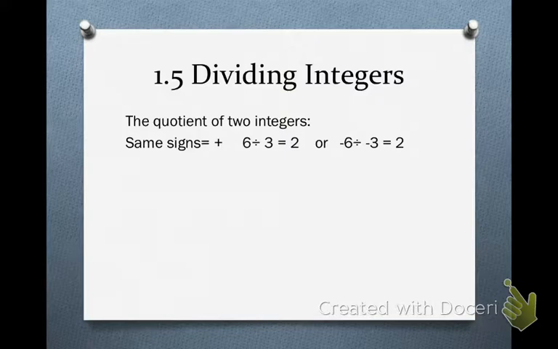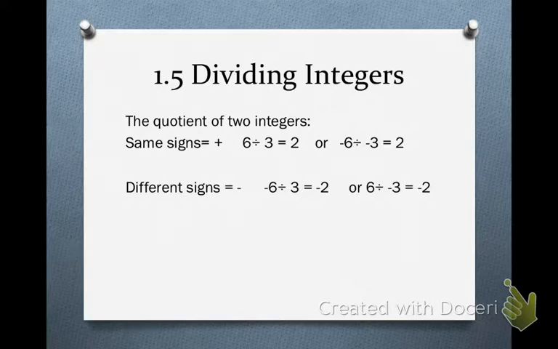So if we have same signs, we have a positive integer as our final answer. And if we have two negative signs, we also have a positive integer as our final answer, just like we did when we did multiplication. This is really the same thing, but now using it for division. So remember, if your signs are different, your final integer will be a negative.